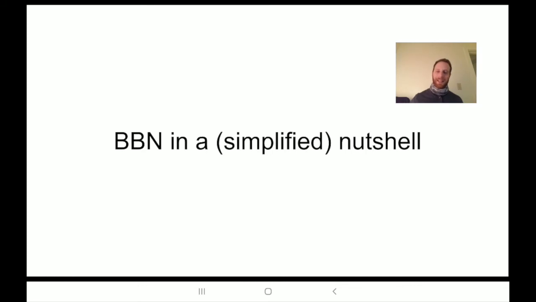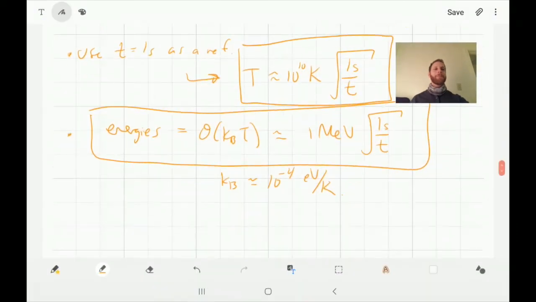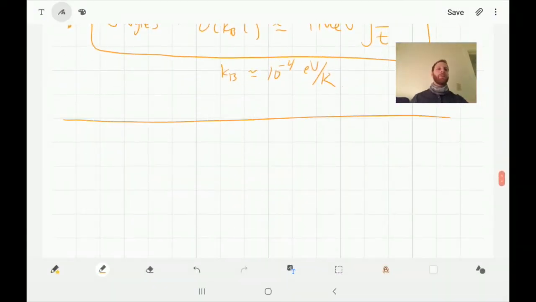The last part of this lecture is to talk about Big Bang nucleosynthesis in a nutshell. We're going to get into the nitty-gritty in the coming videos, but I want to at least paint a sort of timeline for you. We'll get to that in a moment. So let me write that as BBN timeline.